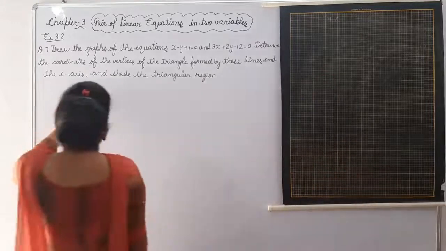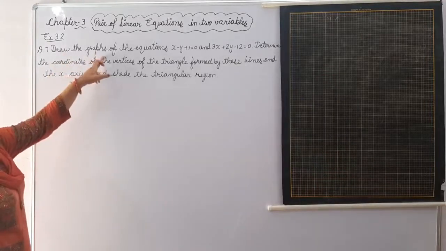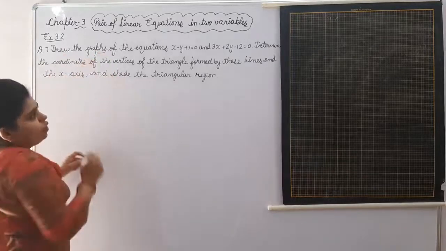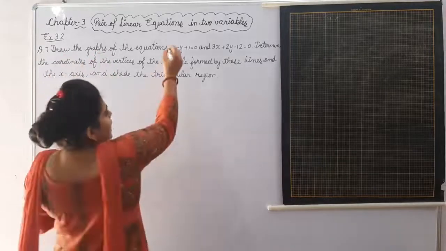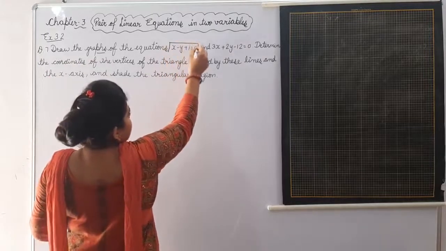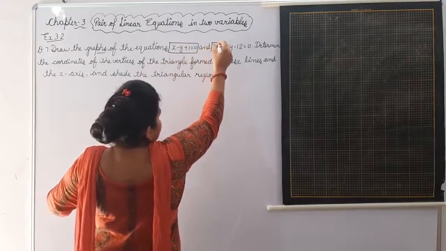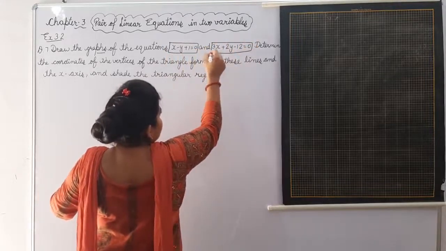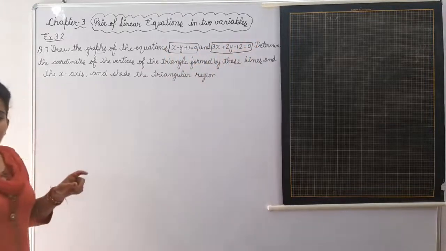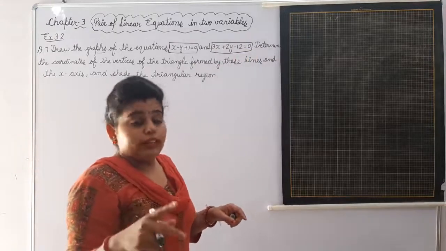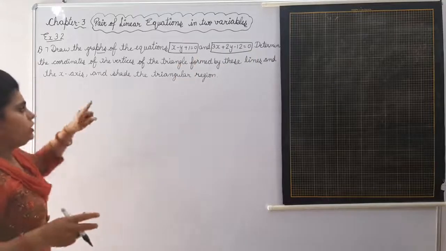What is asked in the question? Draw the graphs. What we have to do? We have to draw the graphs of the equations x minus y plus 1 is equal to 0 and 3x plus 2y minus 12 is equal to 0. Here two equations are given and we have to draw the graph for these equations.